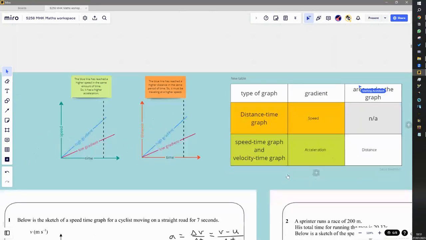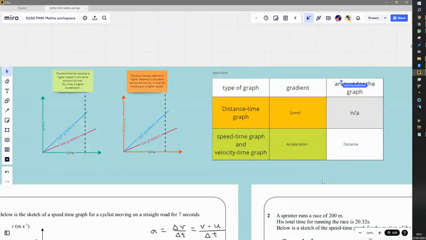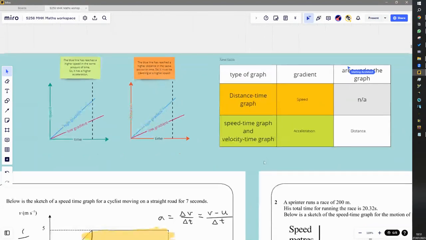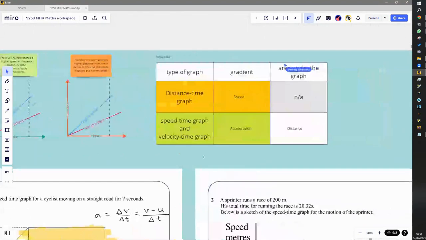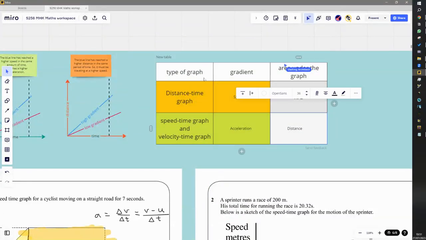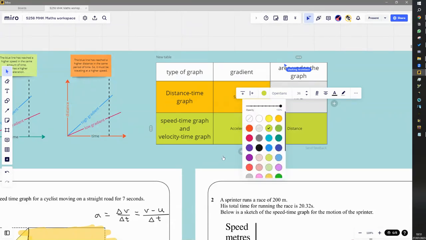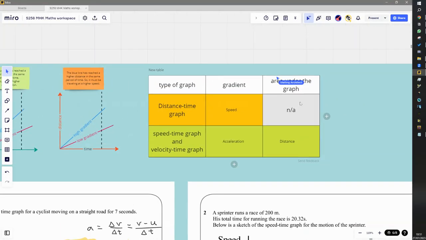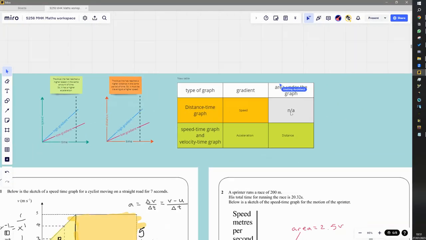Right. What about the area under the graph? As I've said here, it is the distance. Now, it's a bit complicated to understand why that's the distance. So we'll start off by just saying, well, it is just the distance. The area underneath a velocity time graph is the distance, or we can say the displacement, but for now we'll just say the distance. The area underneath a distance time graph doesn't tell you anything.